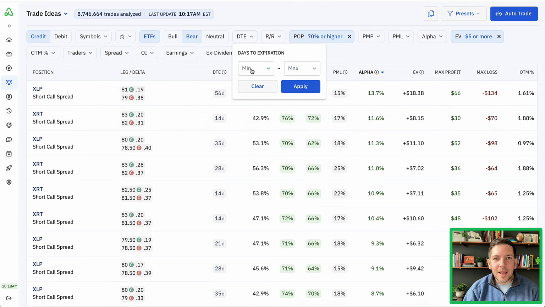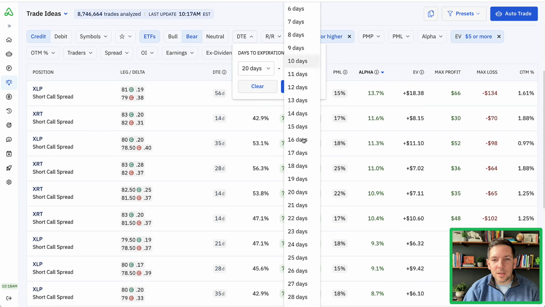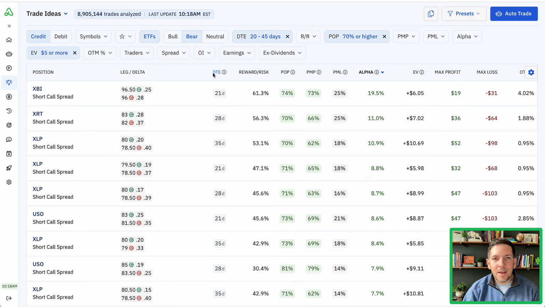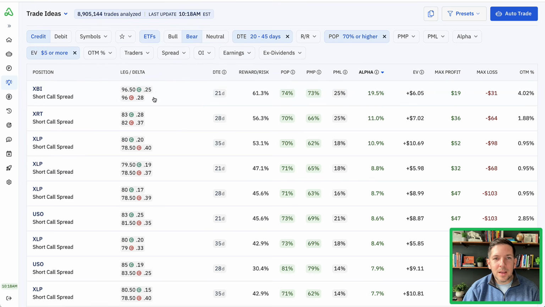So one thing I like to do generally is I like to filter this list down sometimes. So we'll go out to 20 days, I'll go out to 45 days and apply that filter. So that'll take out any shorter duration or super long duration ones. You can filter this list here by symbols if you like different symbols, like we said before. So let's look at this one here.